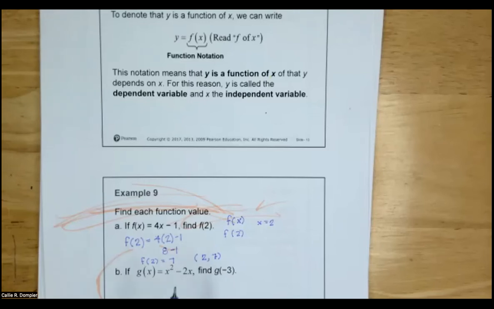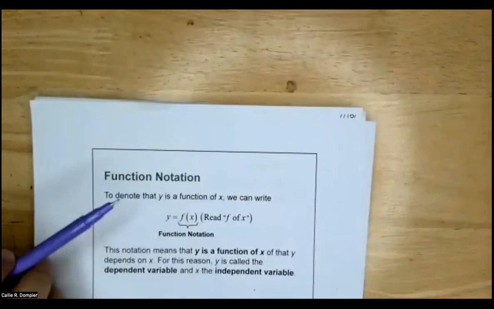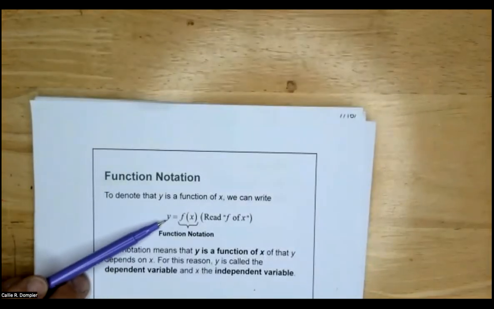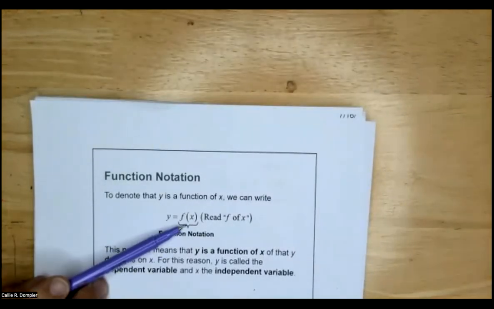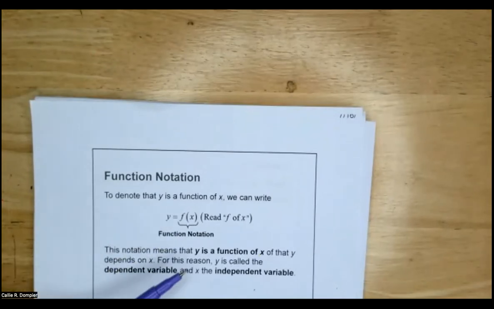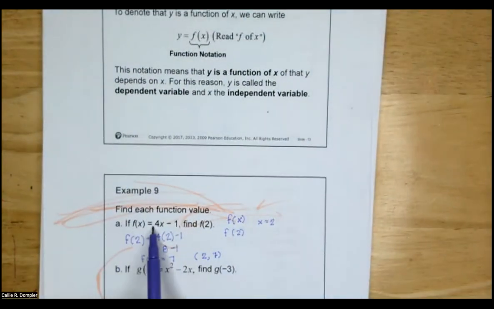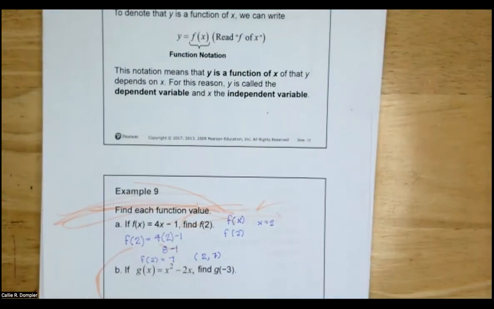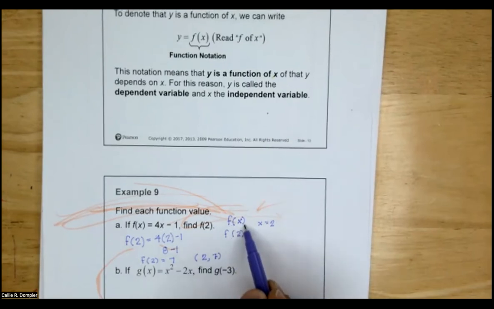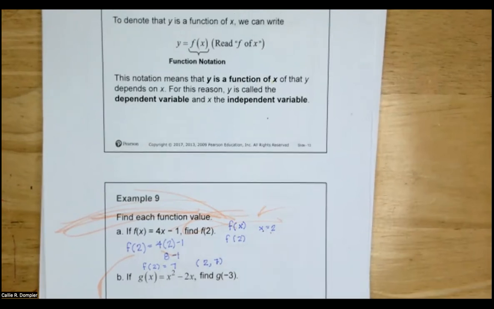All right, so we are finding each function value, and we just reviewed that y equals, if it's a function, is the same as f of x equals. Y is a function of x, y depends on x, y is the dependent variable, and x is the independent variable. Good. So if f of x equals 4x minus 1, find f of 2. Just like we wrote f of x, now we can write f of 2, a function of 2, meaning everywhere you see x, you replace it with 2.